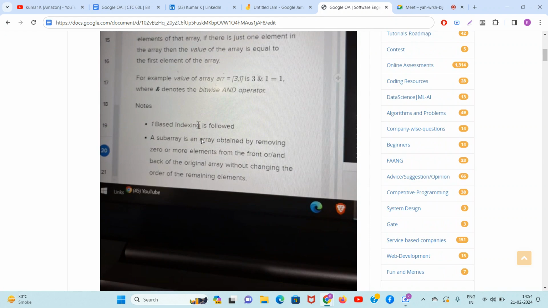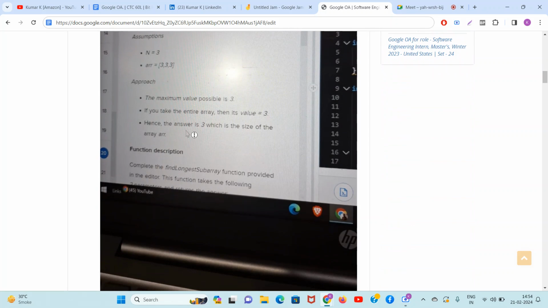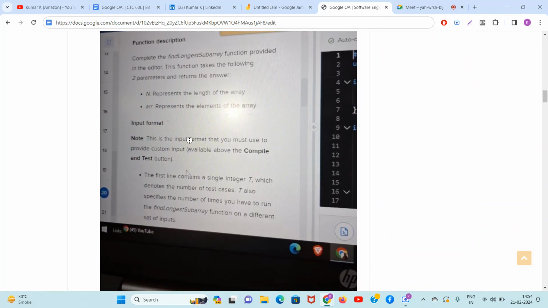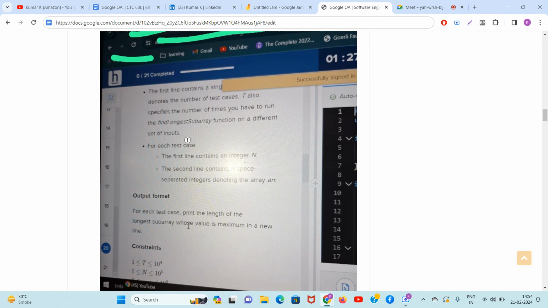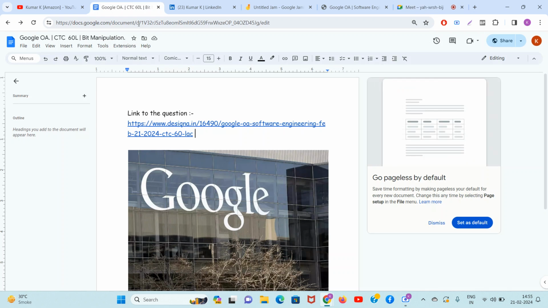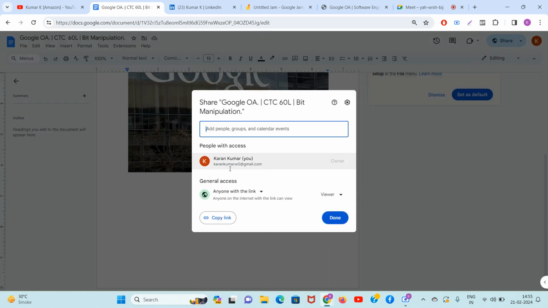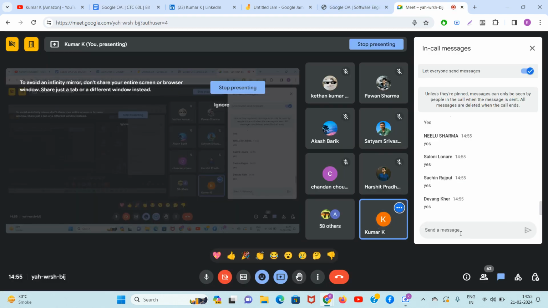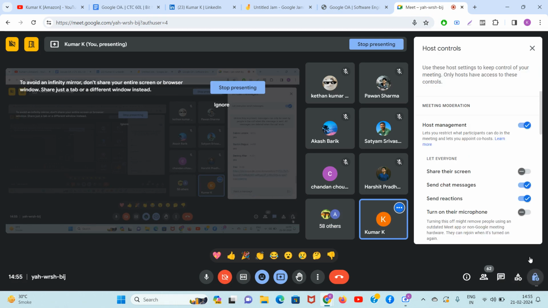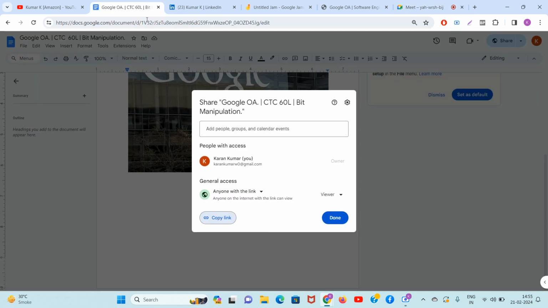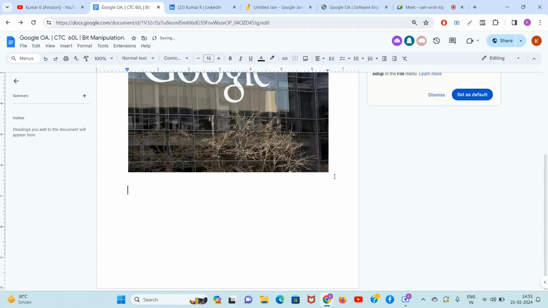A subarray, you know, means part of an array. Your task is to find the longest subarray whose AND value is maximum. Everyone write yes in the chat if you understood the question. You have to find the longest subarray such that its AND value is maximum. Okay? I'm giving you the link also. Start opening this and I'm writing the understanding of the problem now.